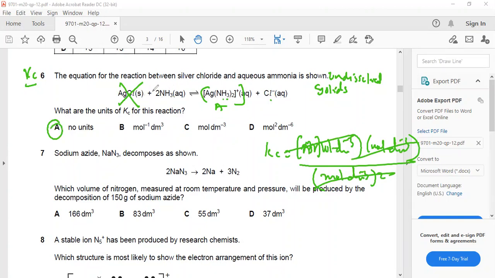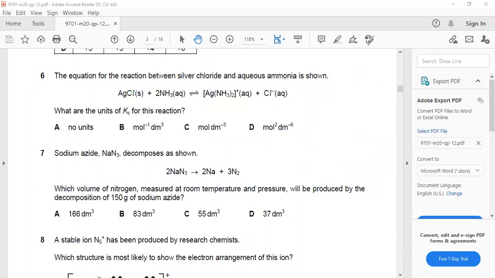Again, solids are not expressed in the Kc expression because we cannot find the concentration. And for Kp, we do not even mention liquids. Solids and liquids are not mentioned in the Kp expression.